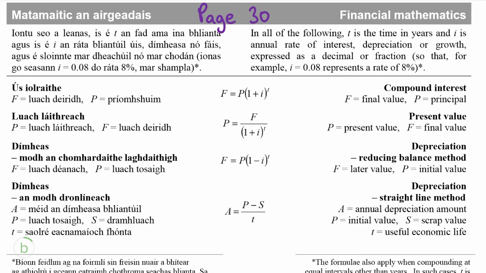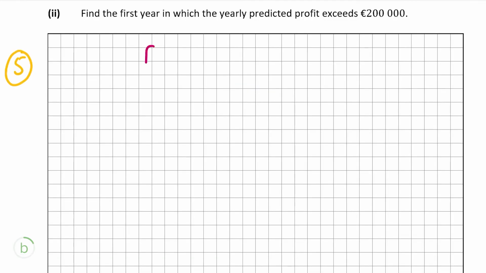So on page 30 you'll find the formula for compound interest. Now here it isn't compound interest, it's compound profit. However, the formula will be the exact same, except I will just represent the rate of profit rather than the rate of interest. That's the very first formula on the page. So F is the amount that we have at the end, P is the amount that we had at the start, i is obviously the rate of profit as I said, and t is the time. So let's use this formula now to work out when the profit will exceed 200,000 euro.